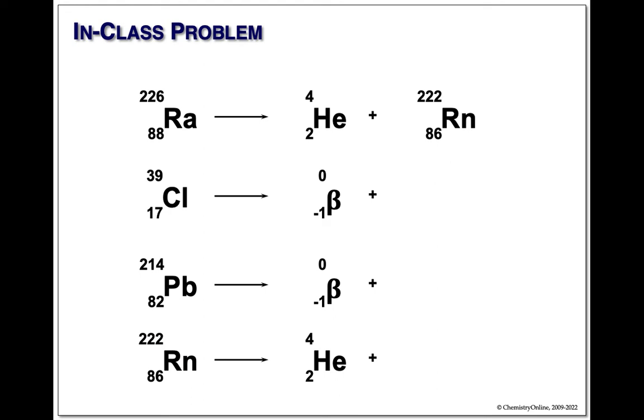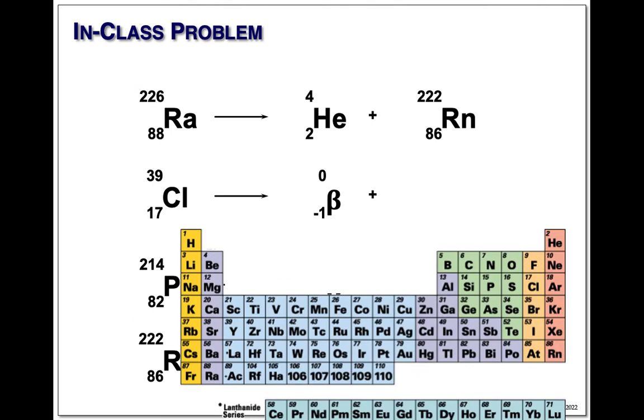All right. Chlorine-39 loses a beta particle. The mass number is going to stay the same. The atomic number, start at 17. On this side, it's going to be 18. Look at our periodic table. 18 is right here. It's argon. So we are converting chlorine into argon-39.